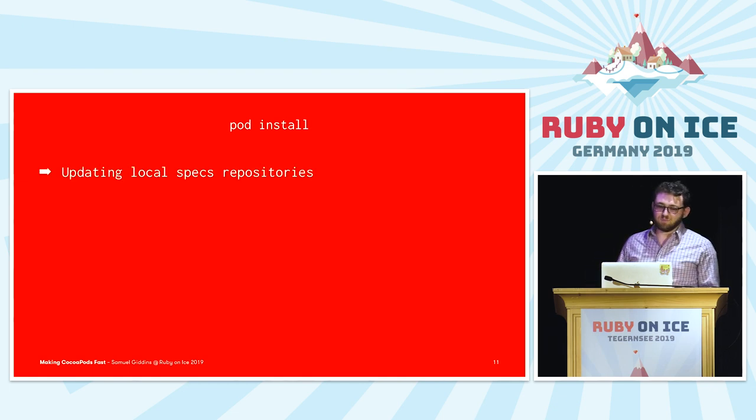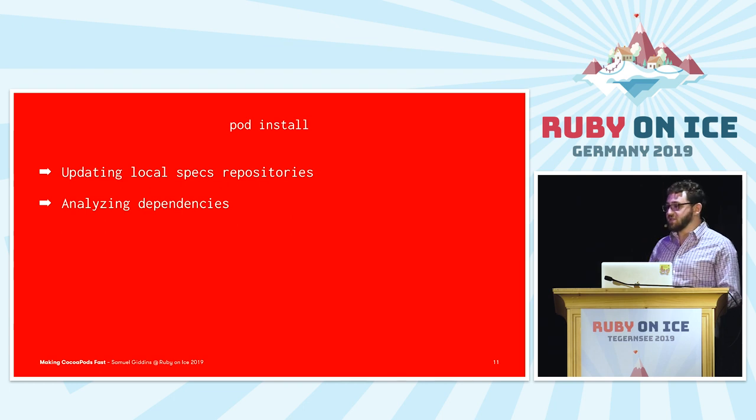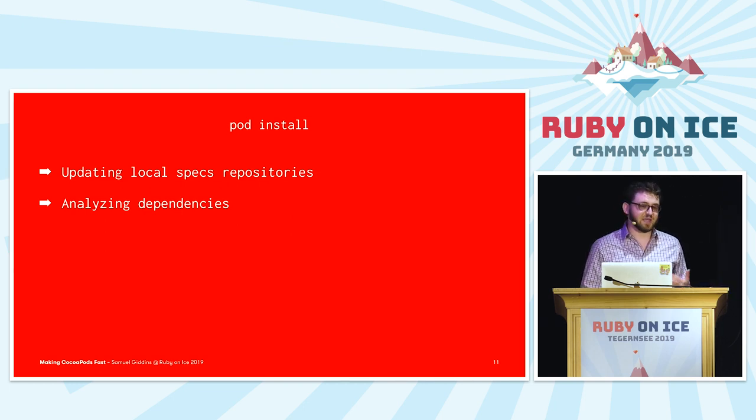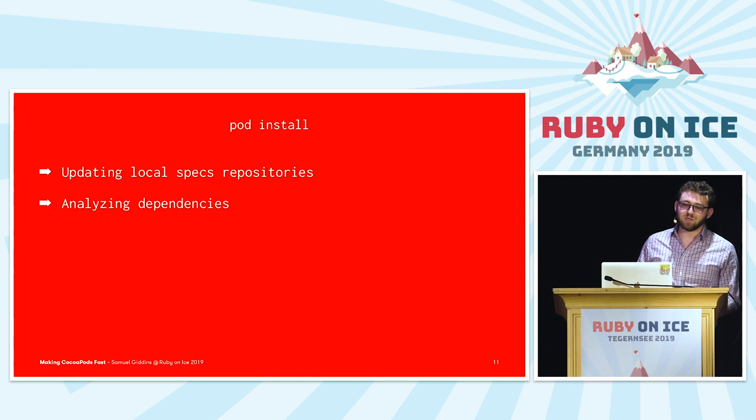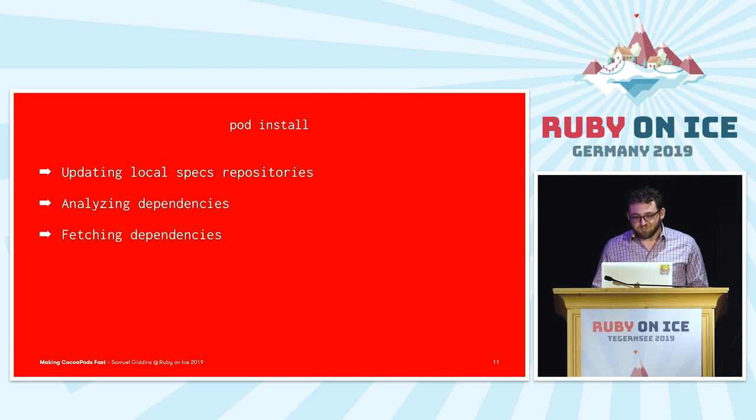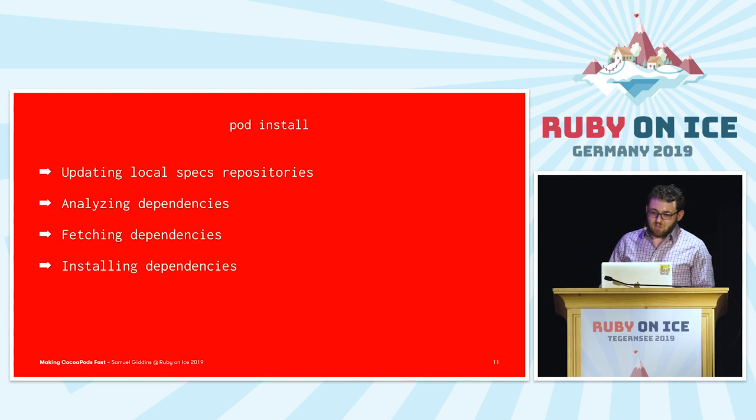So it'll go ahead and fetch specifications, fetch metadata about all the different pods. It'll go ahead and do some dependency resolution. It actually uses the same algorithm for dependency resolution that Bundler and RubyGems use. It's not really a coincidence because I'm the one who authored it. It goes and downloads those dependencies. It puts them in the right place on disk. So all this is really familiar to us.